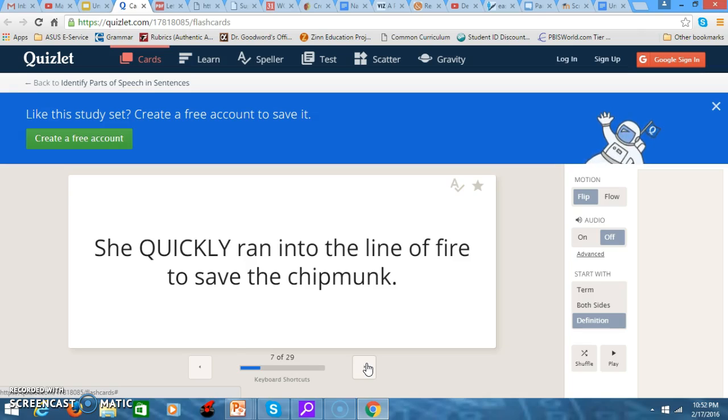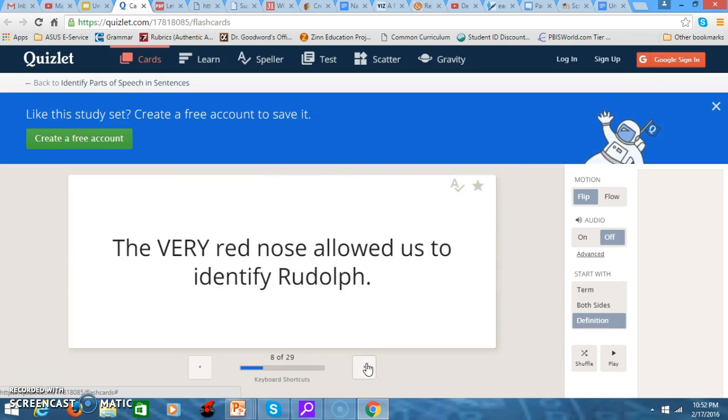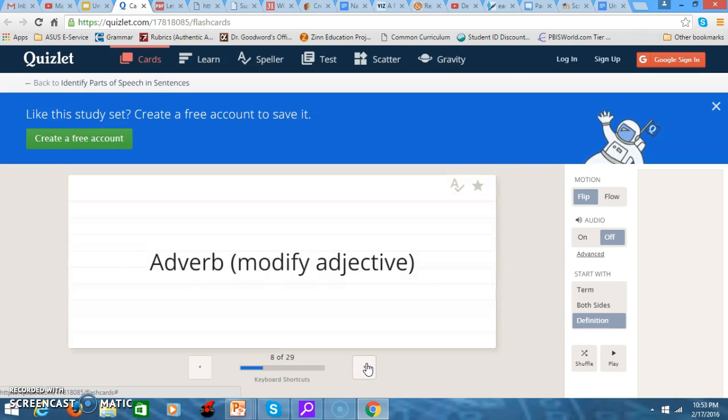She quickly ran into the line of fire to save the chipmunk. Quickly is an adverb because it is modifying the verb ran. The very red rose. Very is an adverb because it's modifying an adjective. Remember, the definition of adverbs is that they can modify verbs, adjectives, or other adverbs.